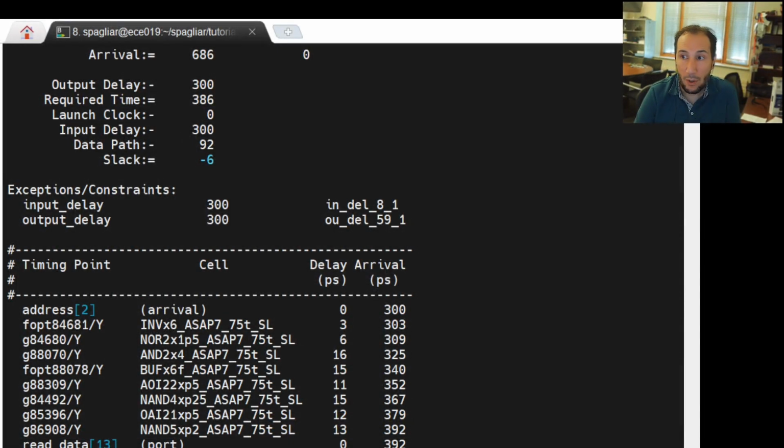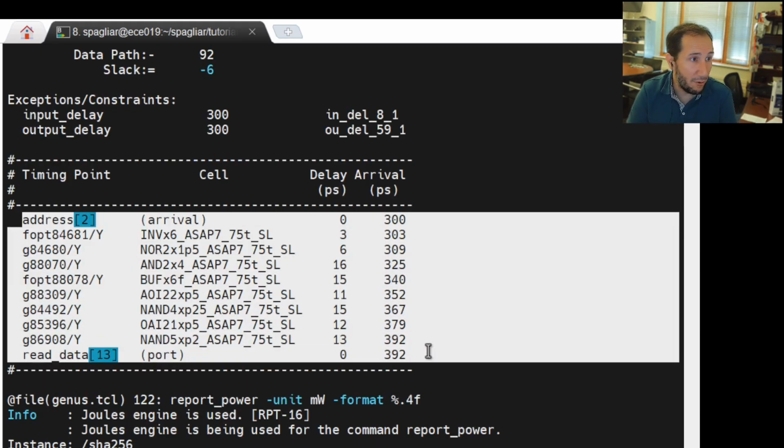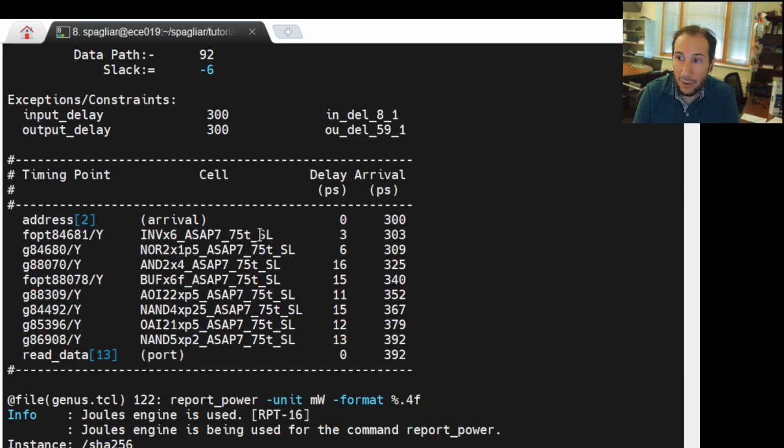This is what our critical path looks like. It is a fully combinational path. It's an in to out path. But what I wanted to show you is the suffix of all the cells that are employed here. SL, SL, SL, SL. We cannot get faster than this.